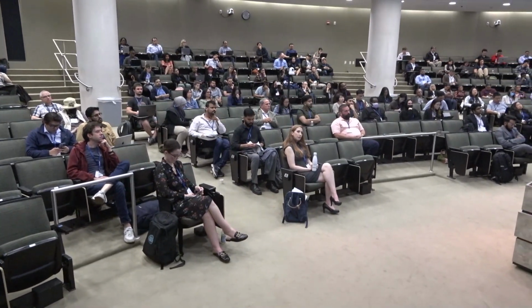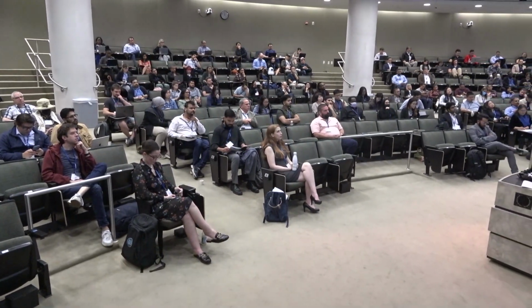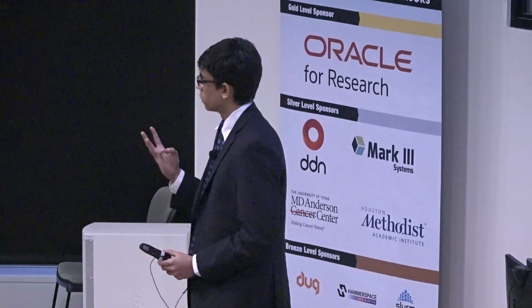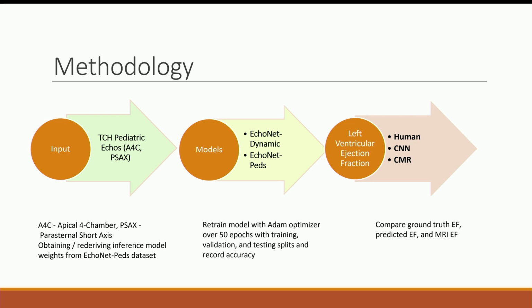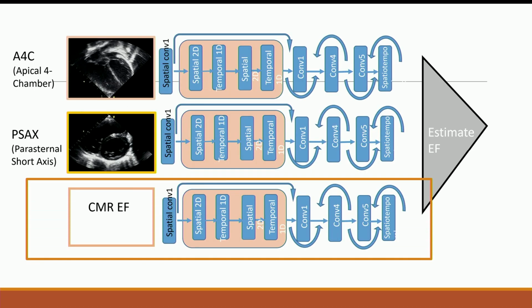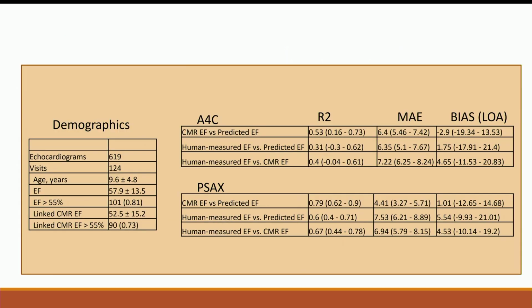And then we fine-tune these models with an Adam optimizer over 50 epochs, a typical 50-25-25 split, and then we record accuracy. And so as an output, we get a series of LVEFs, right? And now we have three classes of data to compare. We have human EF, we have predicted EF, or CNN EF, and then CMR EF. So now, this is a quick visualization, right? We have A4C videos that undergo this whole model architecture for training, and then same for parasternal short axis, and we're using CMR EF labels.